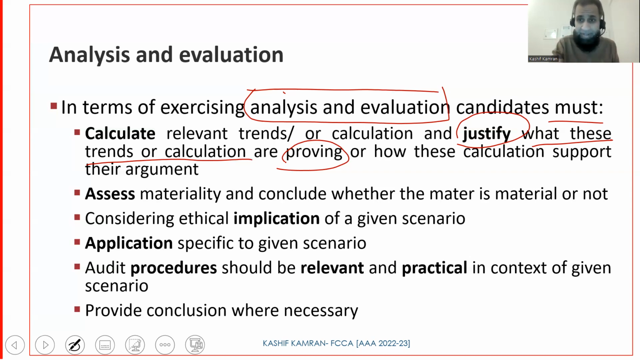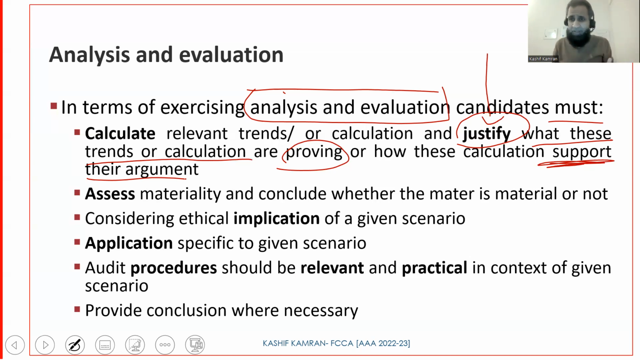But the more important thing is you need to justify what these trends or calculations are proving, or how these calculations support your arguments, meaning your argument as a student. So that's extremely important. But if any student is just doing an isolated trend or an isolated ratio, which is not justified, which is not supported to their arguments, useless. No analysis, no evaluation.